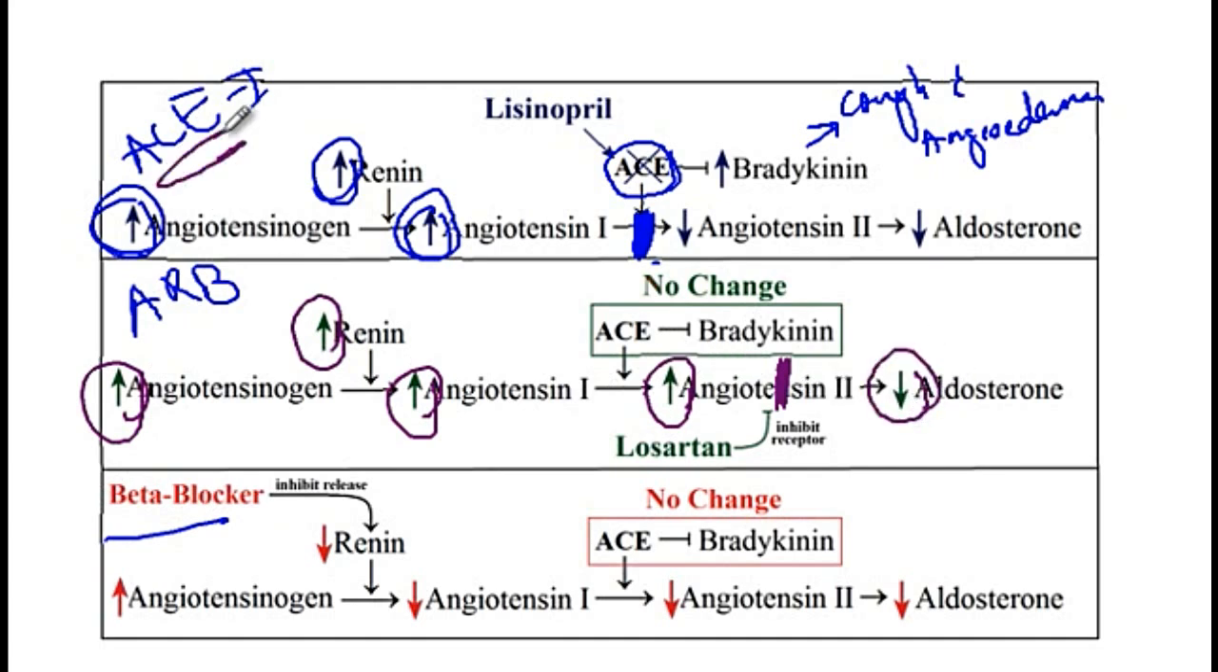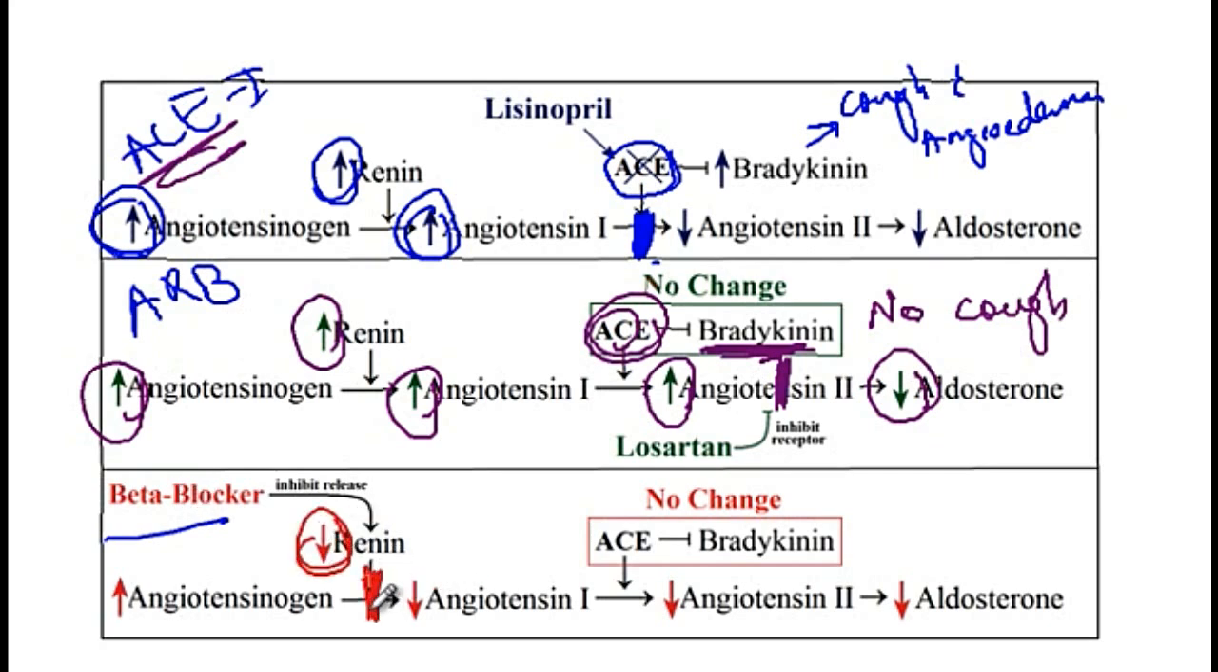And then unlike the ACE inhibitors, since the angiotensin receptor blockers have no effect on the ACE, there will be no change in the level of bradykinin, and thus there is no cough production in patients that are taking angiotensin receptor blockers. And then finally we have the beta blockers, which decrease the secretion of renin, so they block the pathway right here. There would be a positive feedback to increase the level of angiotensin production, but everything in front of this pathway would be decreased. And then again, by not changing the levels of angiotensin converting enzyme, there's also no cough associated with beta blockers.